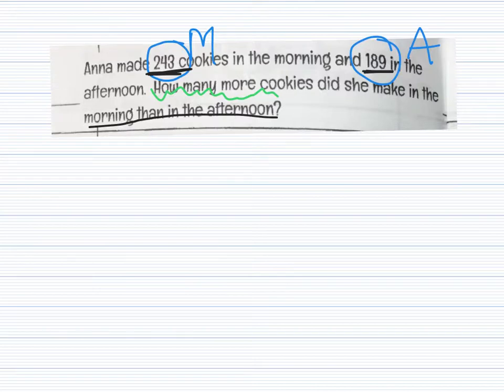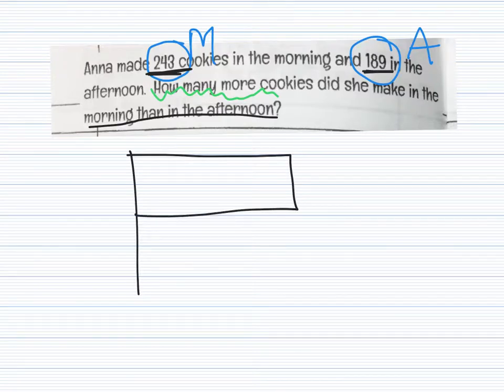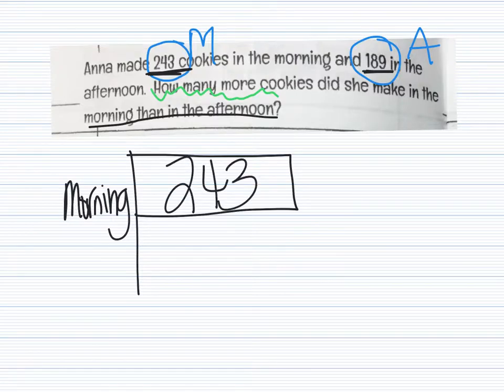So let's set up our problem with our word problem structure. So let me draw my line. I'm going to do my larger quantity. And my larger quantity, would I label it morning or afternoon? Good. I'm going to label it morning. And how many cookies did Anna make in the morning? Perfect, 243 cookies. Okay, so next label is going to be, of course, the afternoon.